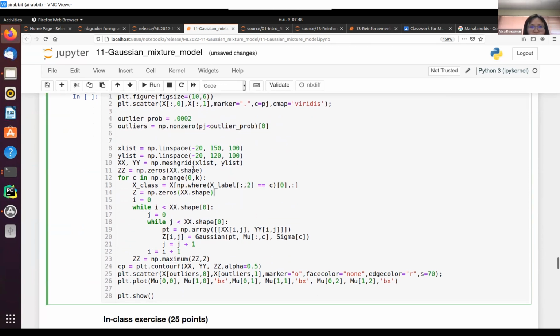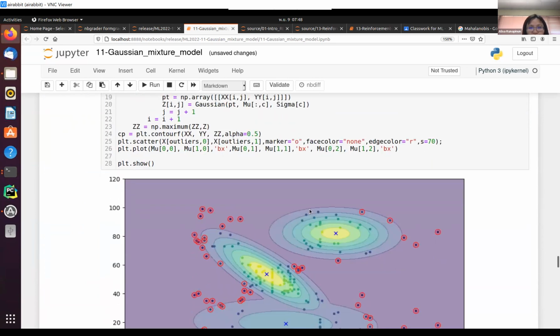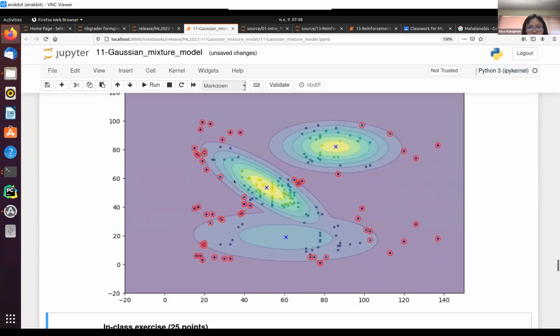Okay, after we make the GMM, you can see the output of the GMM has three parameters in here. And this is the group of the small value points, and the outliers are a lot outside here.